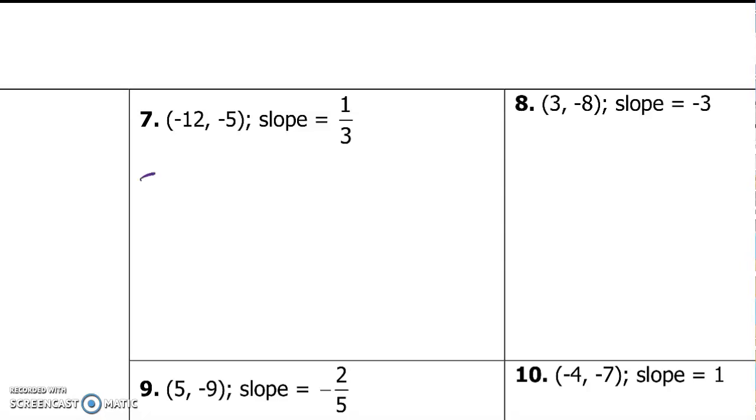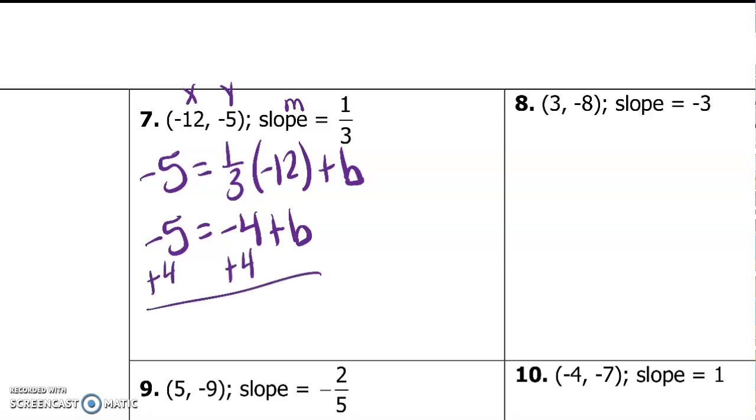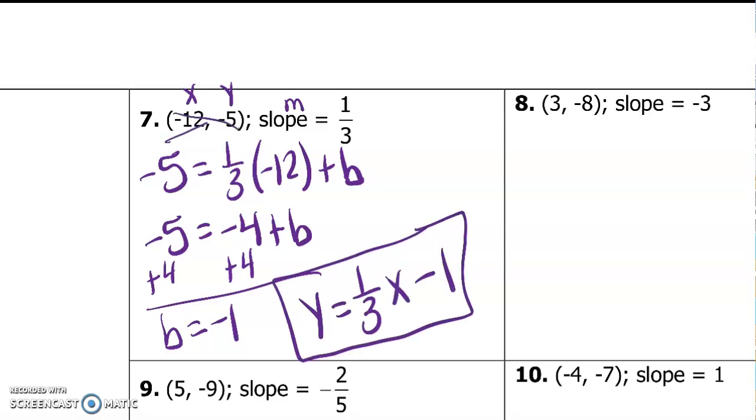Number 7, I would do -5 equals 1/3 times -12 plus b. Again, this is x, this is y, this is m. So -5 is equal to -4 plus b. You're multiplying 1/3 times -12. Add 4 to get b by itself. b equals -1. So your final answer is y equals 1/3 x minus 1. Again, you will never use your ordered pair after that first time of plugging it in.